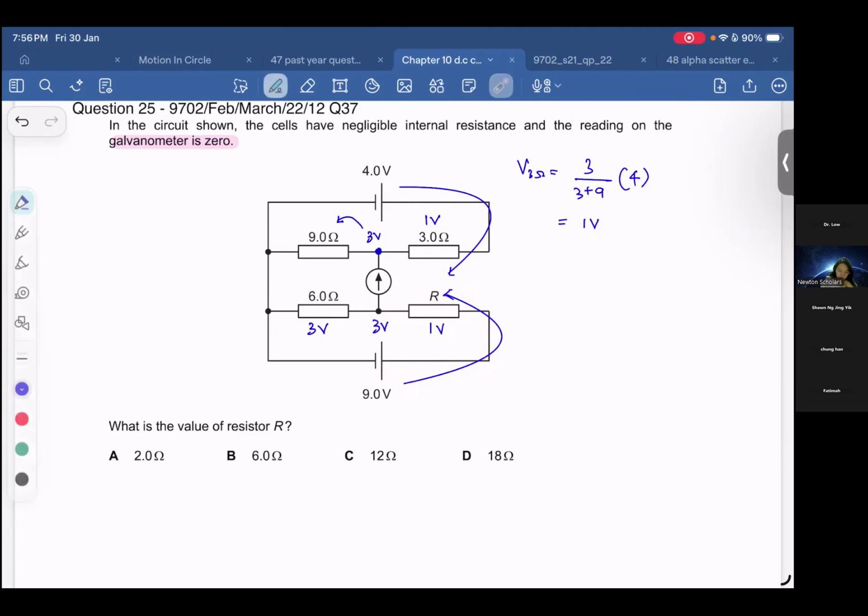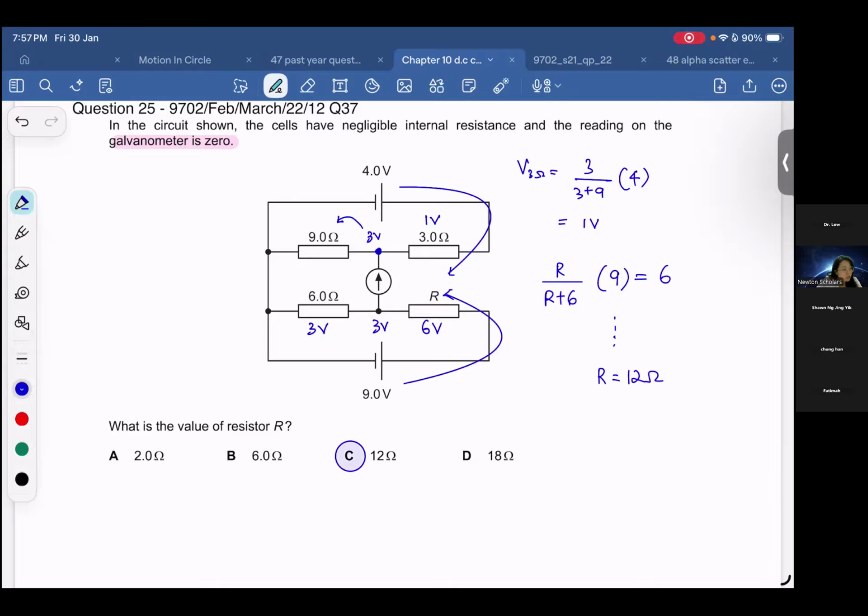Okay, so here I can use R divided by R plus 6 times 9 equals 6. Wait, let me have a look. Sorry, here is 9 minus 3. Here is 6, okay, it equals 6. Your R should be 12 ohm. Answer is C. Very good.